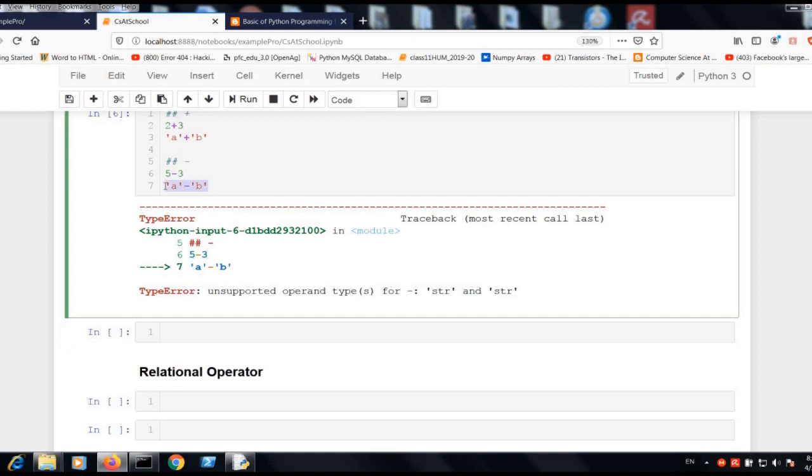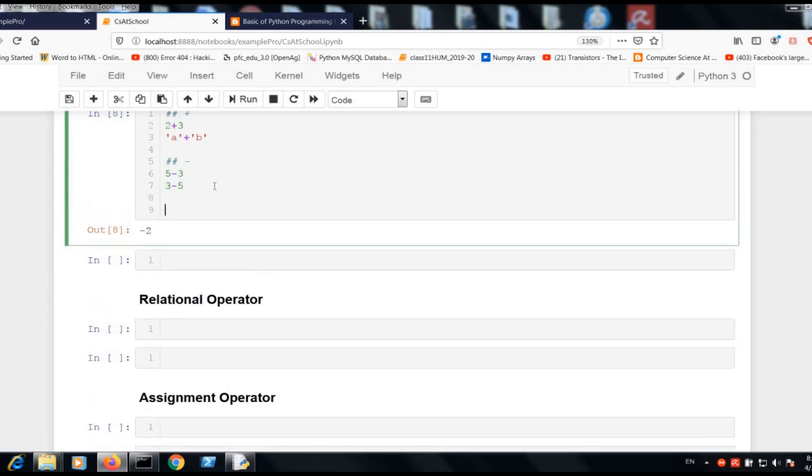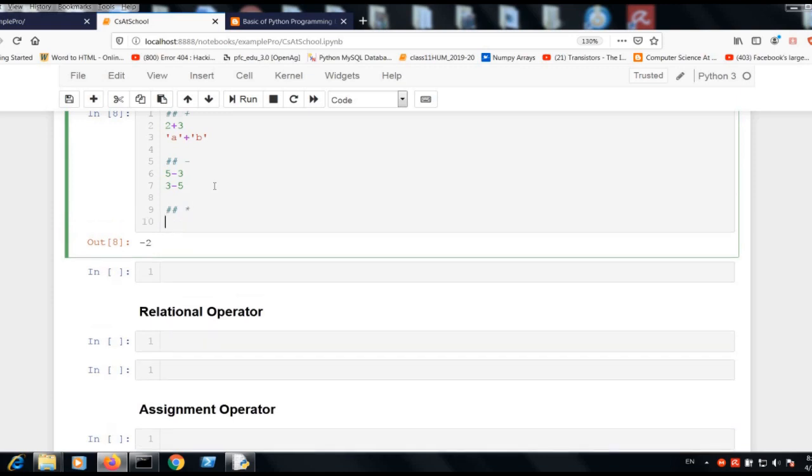If I reverse it and execute 5 minus 3, it will work. If I write 3 minus 5, as you can see, a minus sign is kept, so it can handle both positive and negative values. Next we'll move over to multiplication. Again, it will behave in a normal way. If I write 5 times 3 and execute it, it will give me 15 as usual.